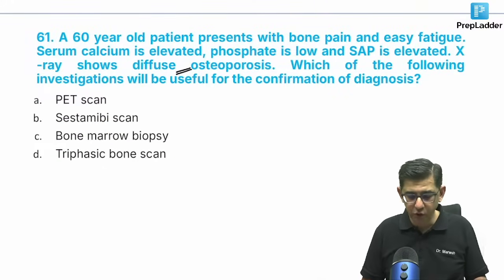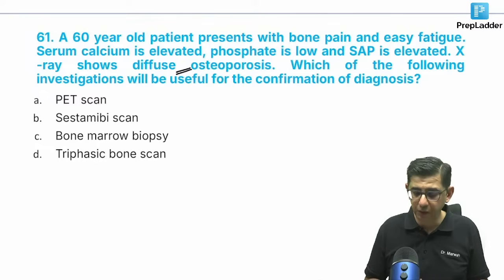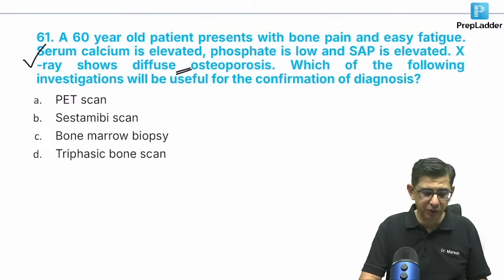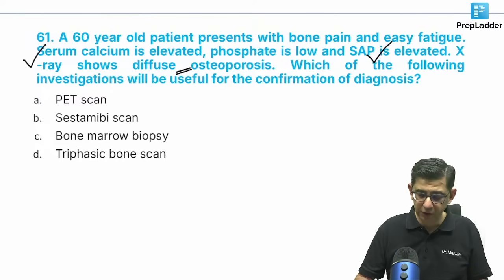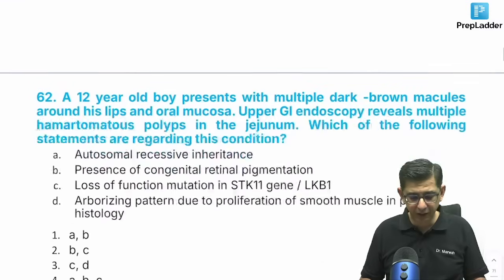Then we have a diffuse osteoporosis in a patient with serum calcium being elevated. Initially, I thought this question is on the topic of multiple myeloma, but because the ALP in the patient was elevated, that makes it a parathyroid adenoma, and a sestamibi scan would be done in this case.